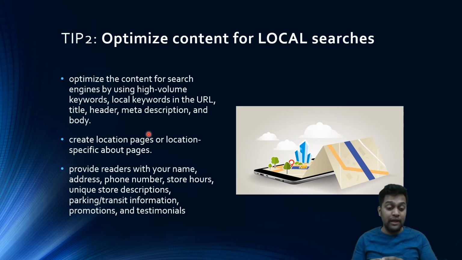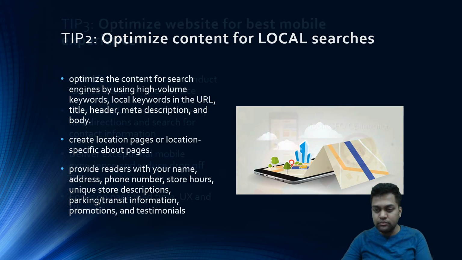will definitely help Google figure out which location page it needs to show depending upon who is searching locally. And again, provide readers with your name, address, the NAP, and a unique store description. And again, a testimonial is a good way to enhance that social proof. So there's a lot that you can do using content to optimize your website for local searches.